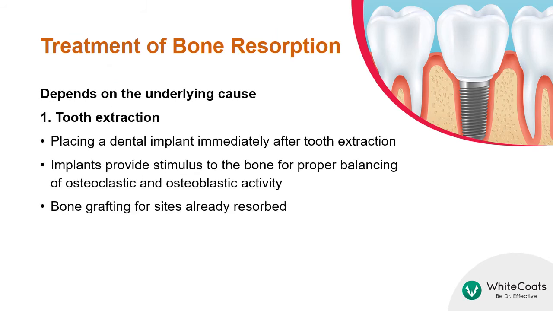The treatment of dental bone resorption depends on its underlying cause. For resorption related to tooth extraction, the dentist may choose to place a dental implant immediately after tooth extraction. The implant tends to provide stimulus to the bone for proper balancing of osteoclastic and osteoblastic activity. For the sites that have already been resorbed, bone grafting may be considered.